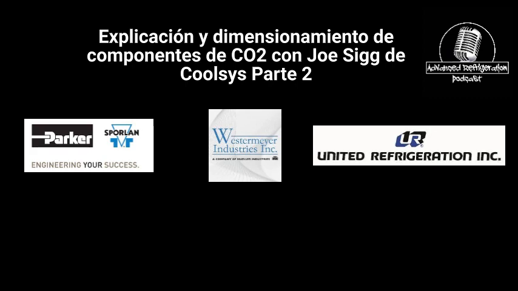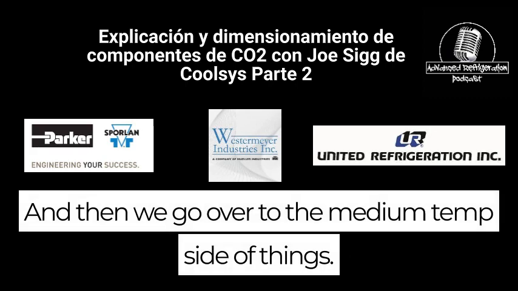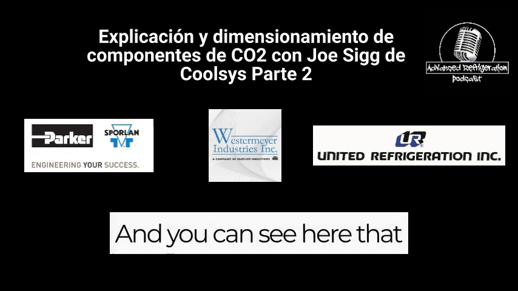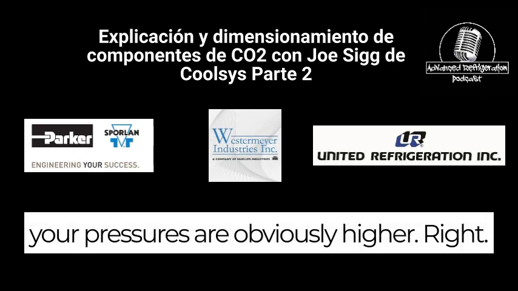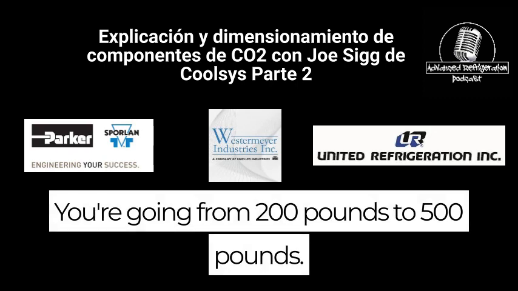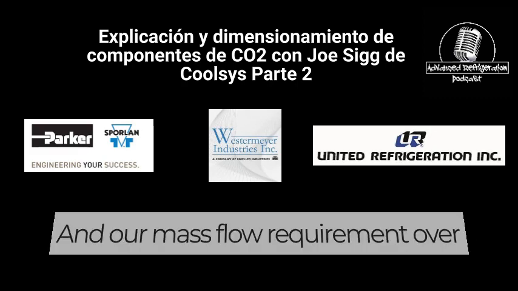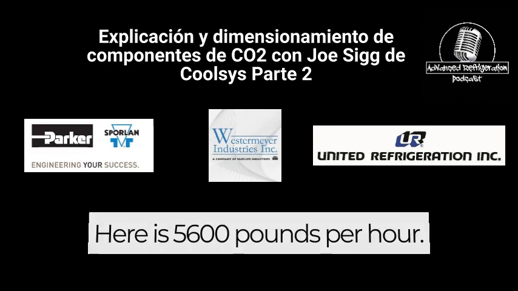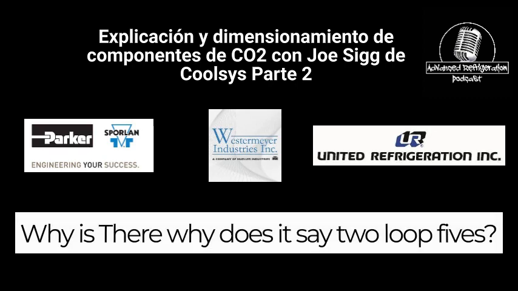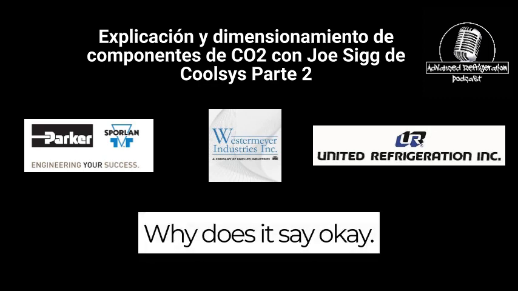Gotcha. So then we go over to the medium temp side of things. And you can see here that your pressures are obviously higher, right? You're going from 200 pounds to 500 pounds because you're medium temp now, not low temp. And our max flow requirement over here is 5,600 pounds per hour. Why does it say 2 loop 5s? Like, why does it say AM1, AM1, AM2, AM2?